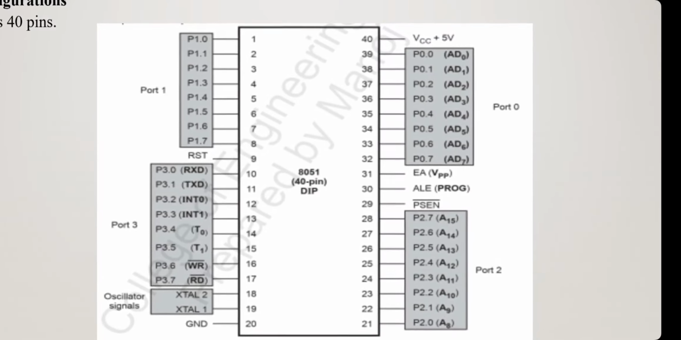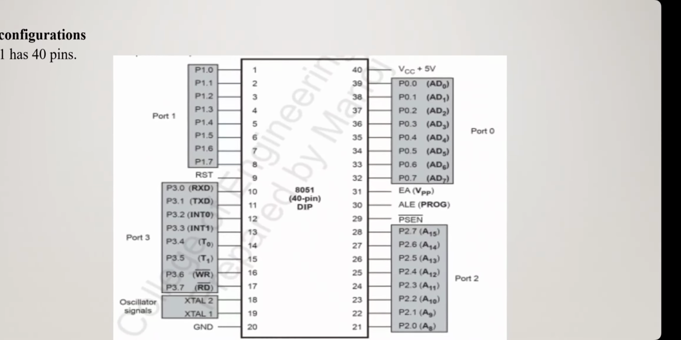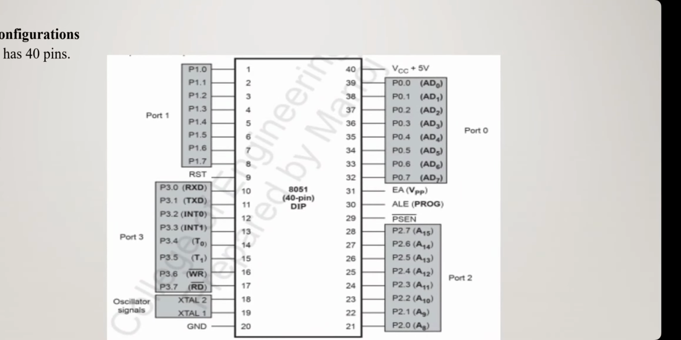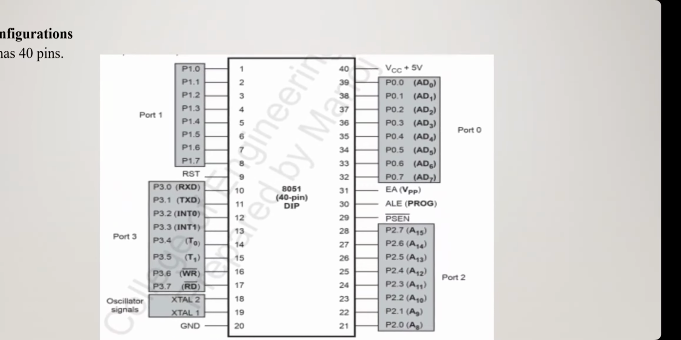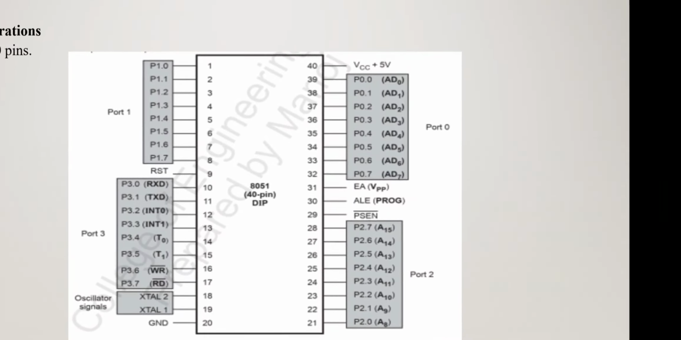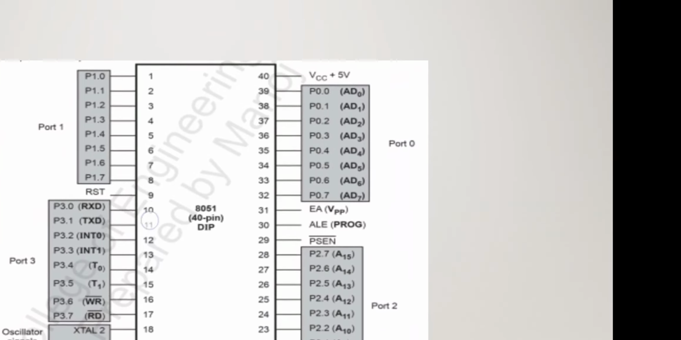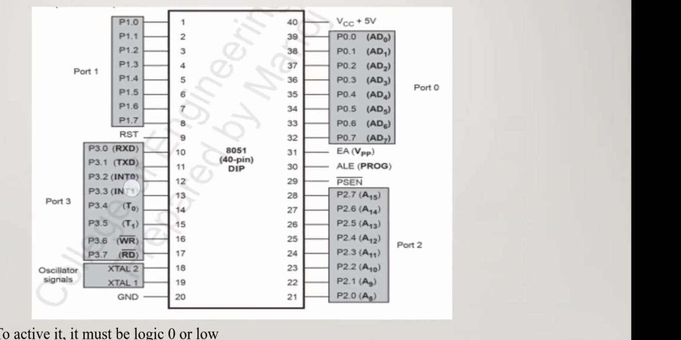Then next, 18 and 19, we have oscillator signals. On these pins XTAL1 and XTAL2, we are giving oscillations, that is crystal frequency, etc. The 20th pin is reserved for ground and the 40th pin is reserved for VCC. Here we are giving plus 5 volt.